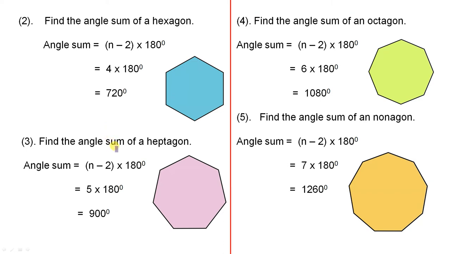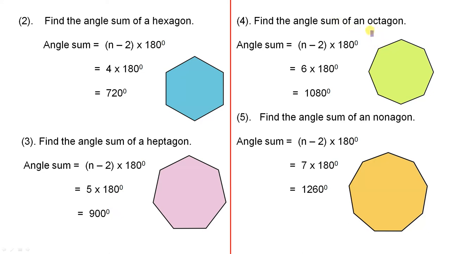Find the angle sum of a heptagon. That's a special name for a 7-sided figure, and there it is. So n minus 2 times 180, 7 minus 2 gives us 5, so it's 5 times 180, which is 900 degrees.